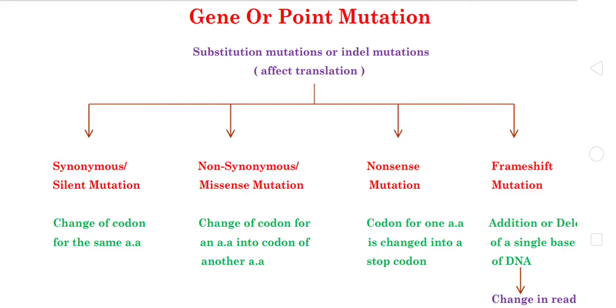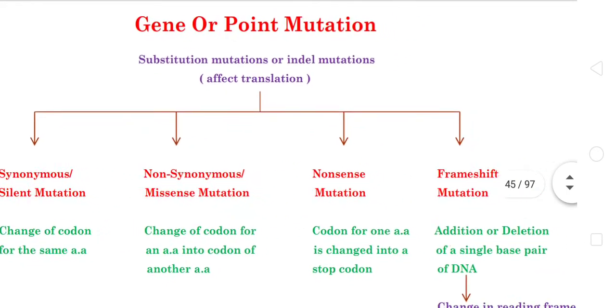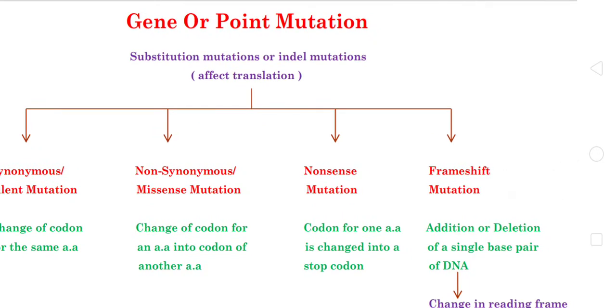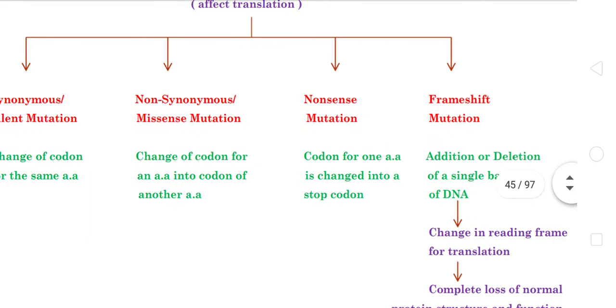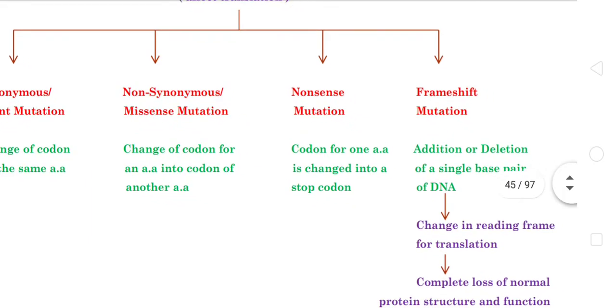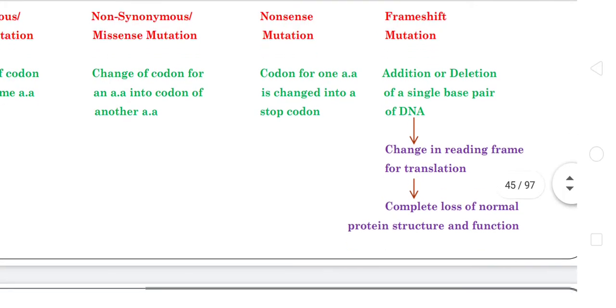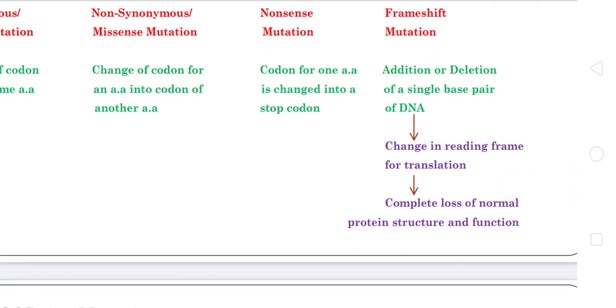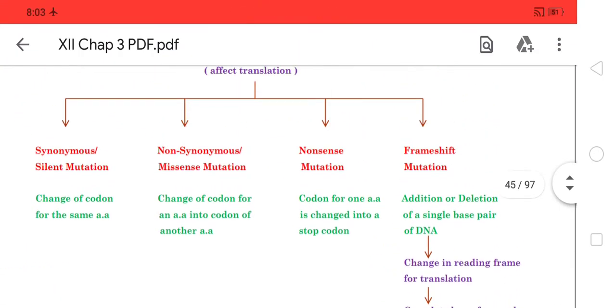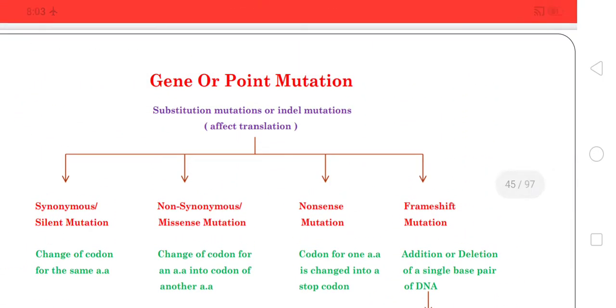The last type is frame shift mutation. This is either the addition or deletion of a single base pair from one location to another, and it is called frame shift mutation. This leads to changes in the DNA structure and RNA formation, which affects the translation process. As a result, the synthesis of the normal protein structure and function is changed. So these are the four types of gene mutation or point mutation.